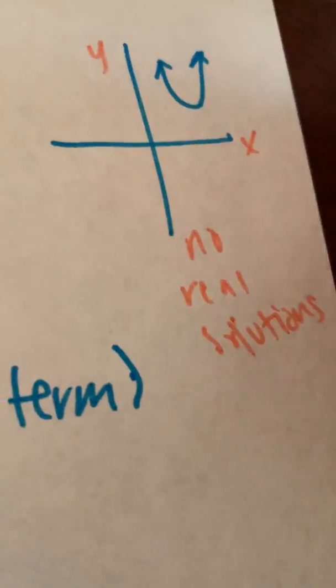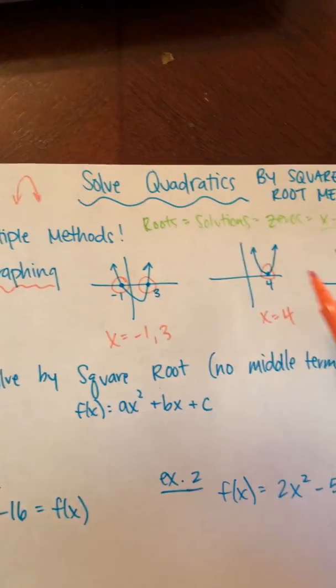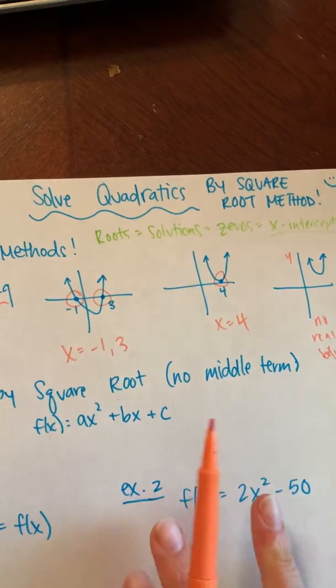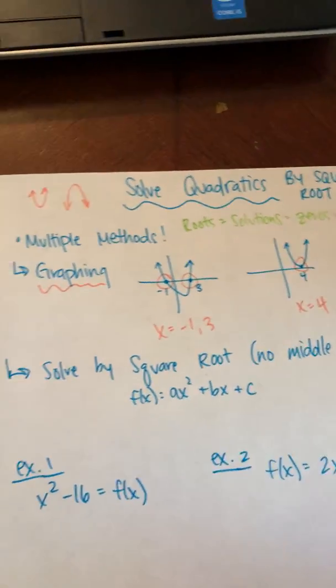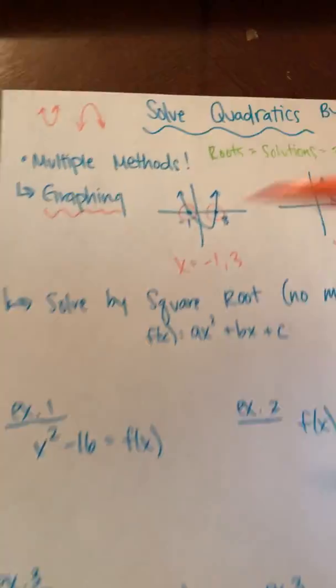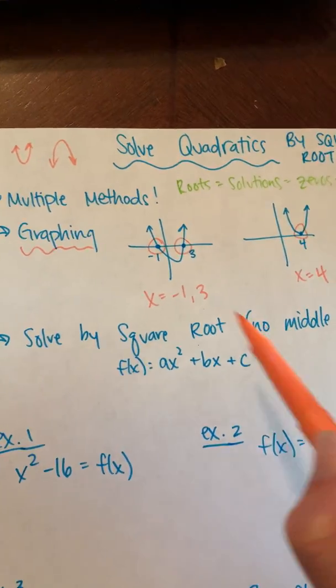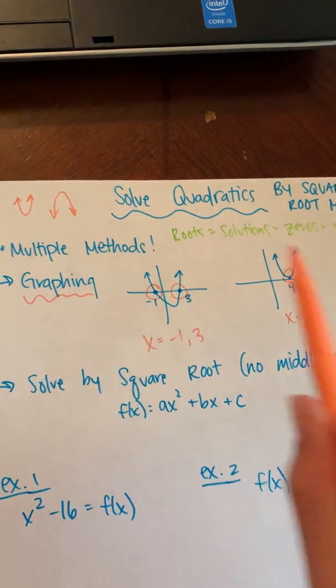So there's no real solutions. So graphing is the easiest method because you can just physically see what the answers are. And we'll get into the fundamental theorem of algebra and why these things are really important later. But for right now, you can say, okay, we're going to solve by the square root method. Now I've just shown you graphing, which is visually what you're looking for.